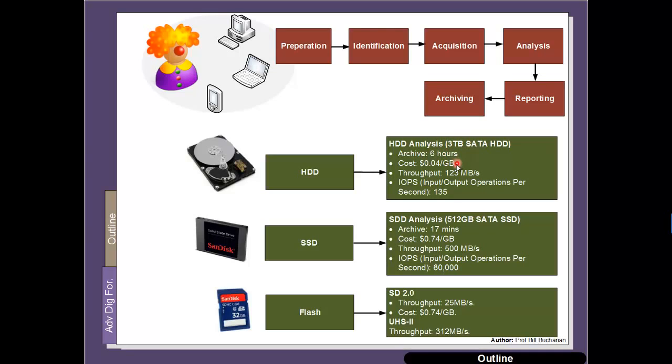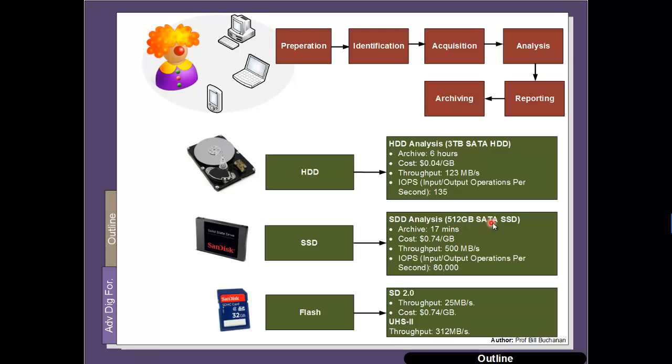The great thing about them though is that they are quite inexpensive, only about $0.04 per gigabyte, but they suffer from basic throughput. It's only about 123 megabytes per second, and the number of operations that can be passed back and forward to the disk is quite low. We typically define that as input-output operations per second.